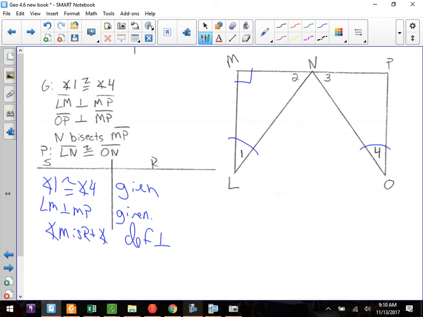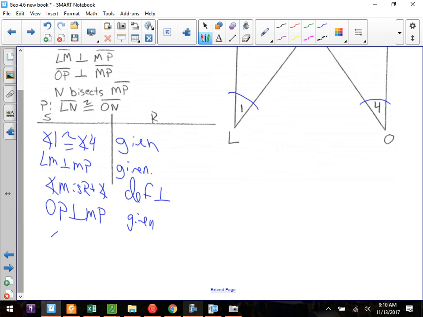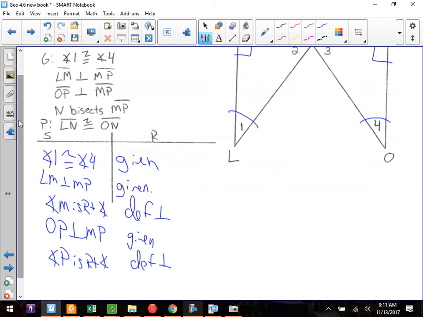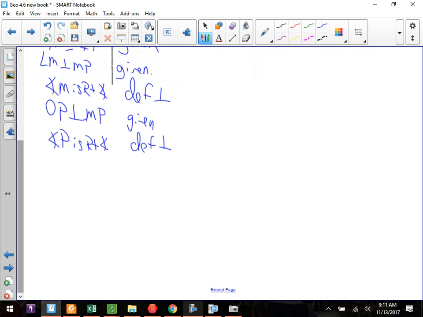Same deal. OP and MP. Right angle at P. Okay. What do you know about 2 right angles? They're going to be congruent. So then we would have to say that angles M and P are congruent.